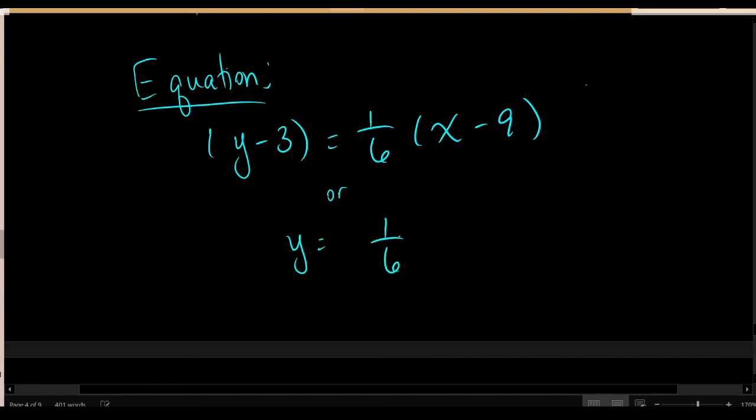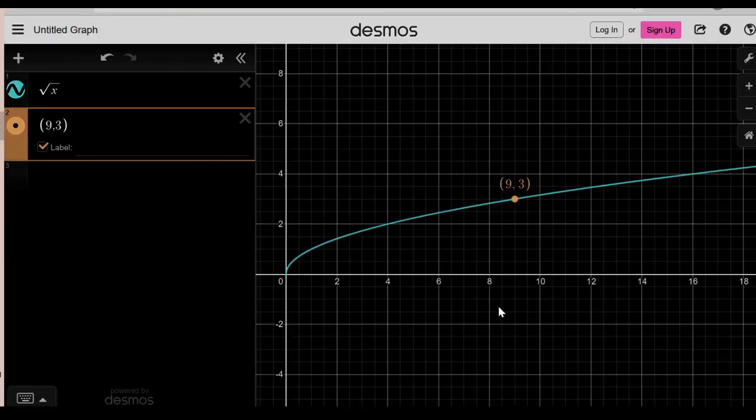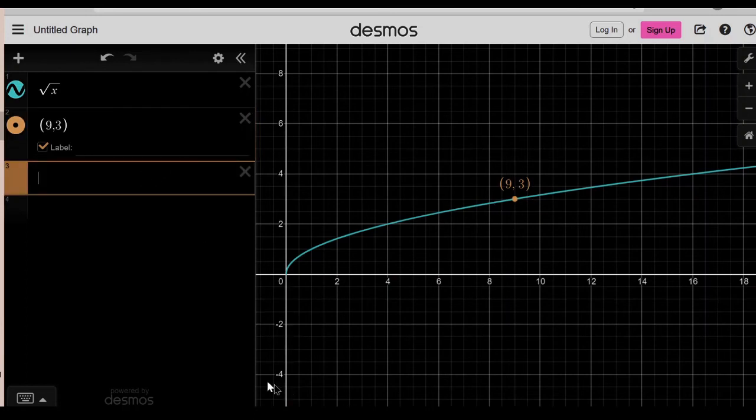So I might write something like 1/6 (x - 9) + 3 as the equation of the line tangent to the square root of x at x equals 9. As usual, I'm going to check this graphically to make sure I got an answer that makes sense. Here is the function square root of x, and here is the location on the graph where x is equal to 9, and correspondingly y is equal to root 9, which is 3.